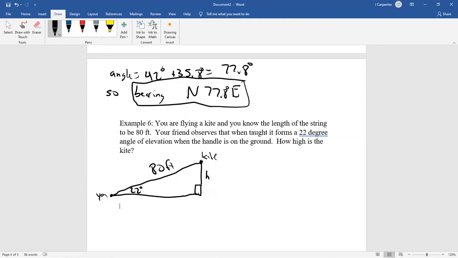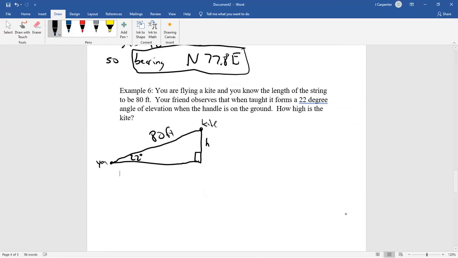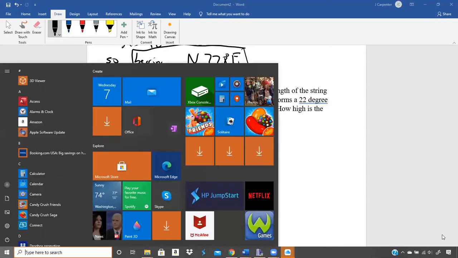All right, so we got a right triangle with an angle, a known hypotenuse, and an unknown opposite. Which trig function uses an opposite and a hypotenuse? The sine. So we'll say the sine of 22 degrees is equal to its opposite, H, over its hypotenuse, 80 feet. You're going to multiply both sides by 80 to clear the denominator. So you get 80 times the sine of 22 degrees is equal to H, which we can stuff in a calculator and round to the nearest tenth.